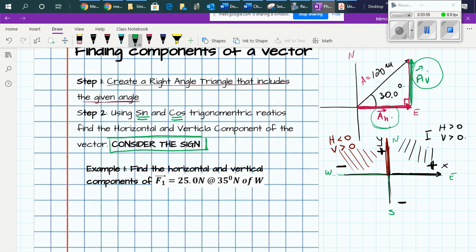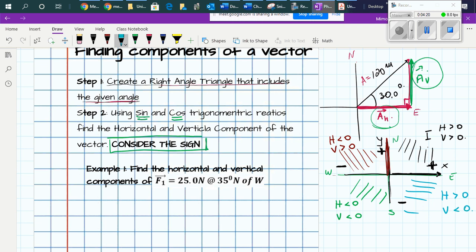When we are in the second quadrant, in this quadrant here, the horizontal is negative and the vertical is positive because it goes up. When we have a vector that is between south and west, so we are in this quadrant here, then horizontal and vertical are both negative. And when we are in the fourth one, on this one here, the horizontal is positive and the vertical is negative.